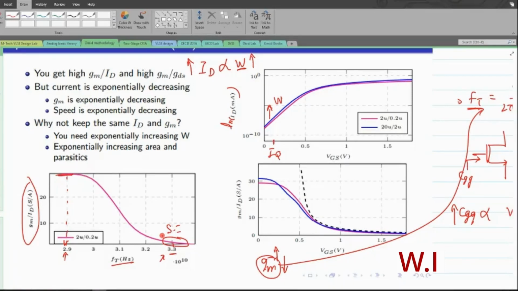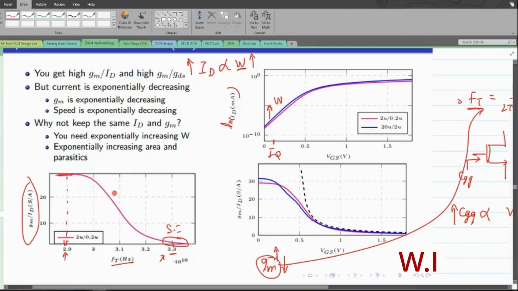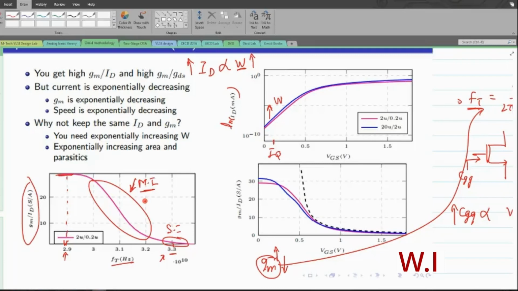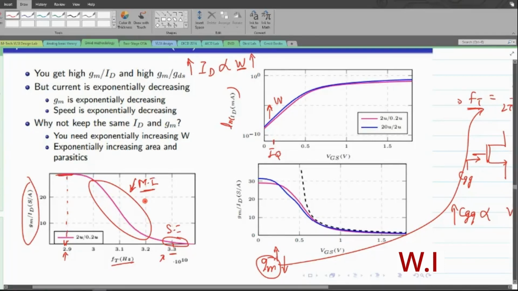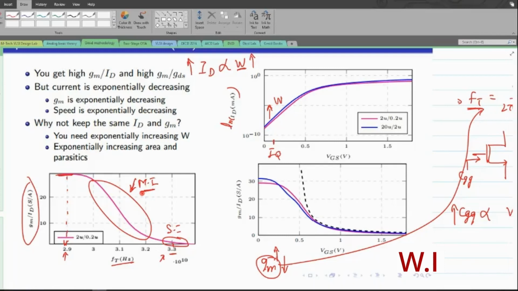But there is also one sweet spot which lies between the weaker inversion and the stronger inversion, and that region is nothing but our moderate inversion. In the moderate inversion, I might not get the transit frequency that I normally get in the stronger inversion, but still a compromisable value can be attained. And I cannot attain the high gain that I have got in the weaker inversion, but still the value that I'm getting is comparatively quite good.